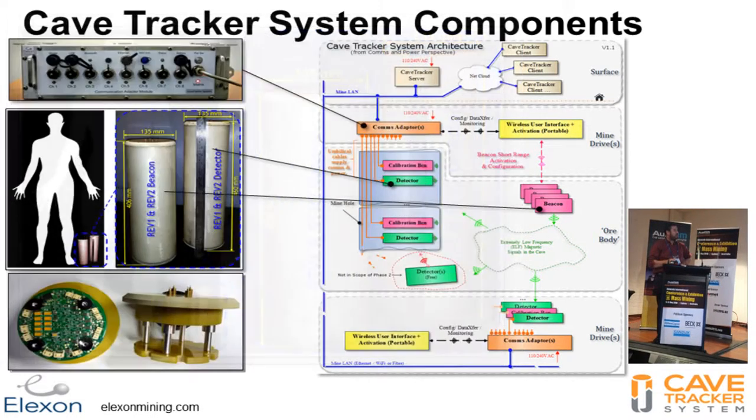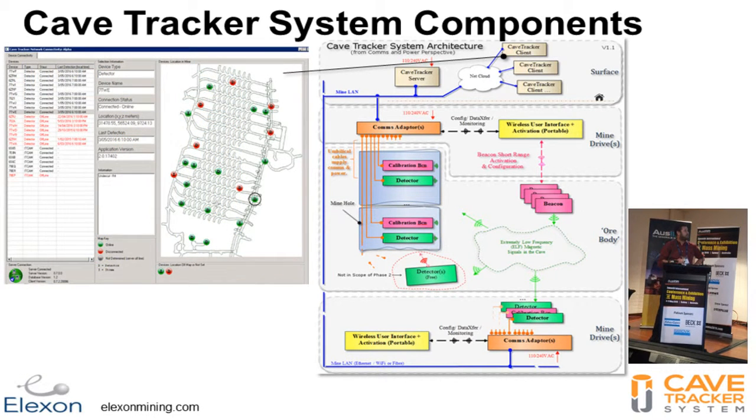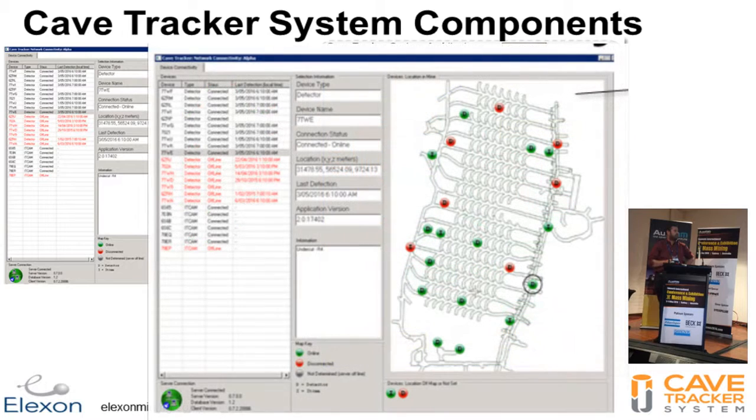Once the data comes up into the server, it can be accessed via clients. And here's a screenshot of a network connectivity client running at Argyle. So just instantly you can see what part of the system is online in terms of these detectors and ITKMs and what parts are offline.